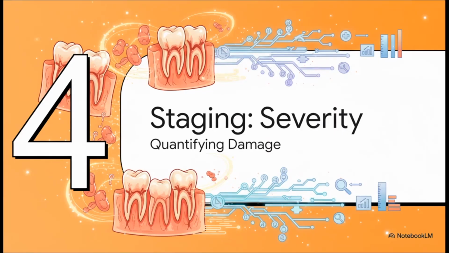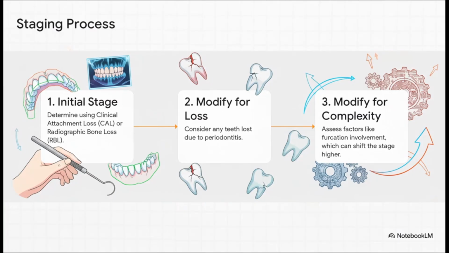Okay, on to section 4, staging. This is all about severity and complexity. So once you've made the diagnosis of periodontitis, you have to describe it. And that's where staging comes in. Staging basically tells you two things: how severe is the disease right now, and how complex is this case going to be to manage? The process for staging is actually pretty logical.